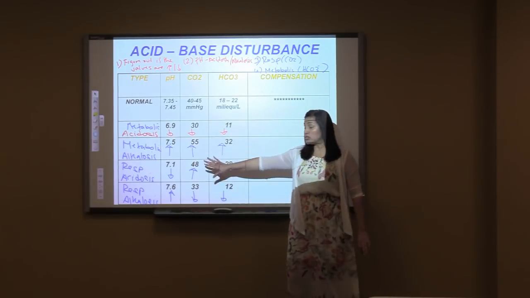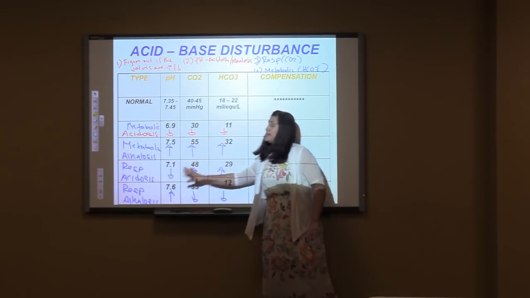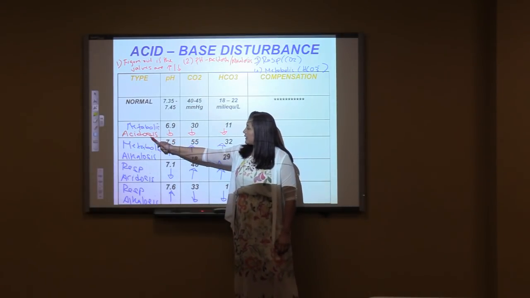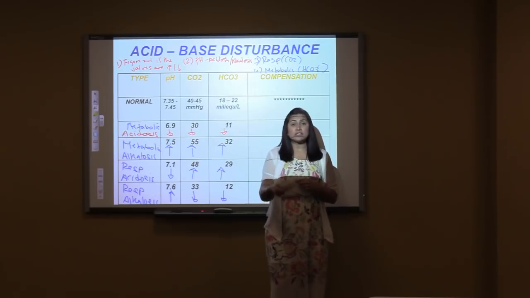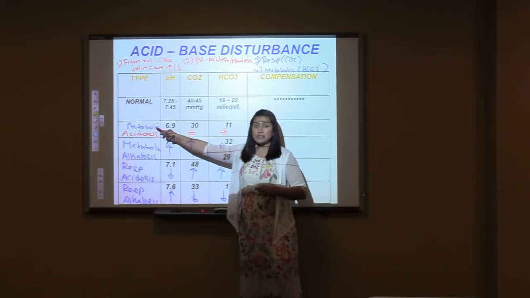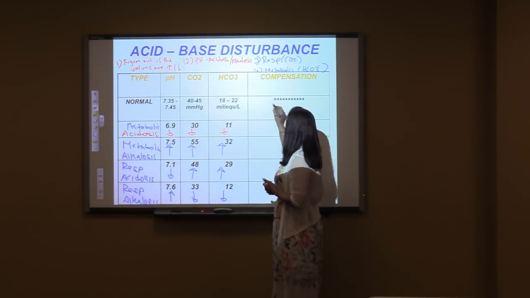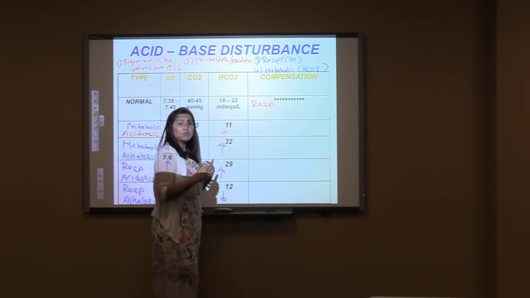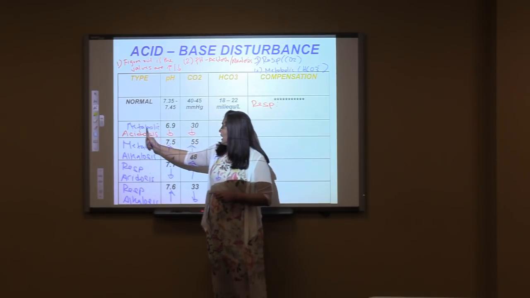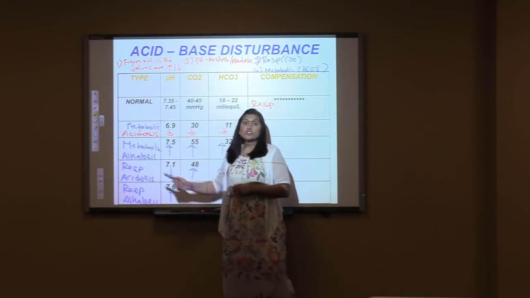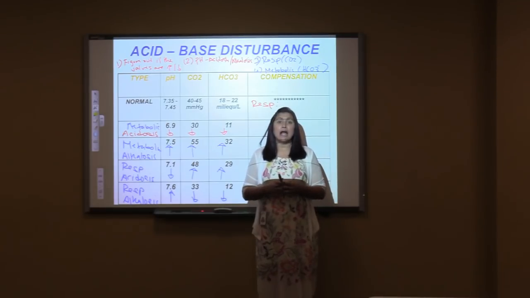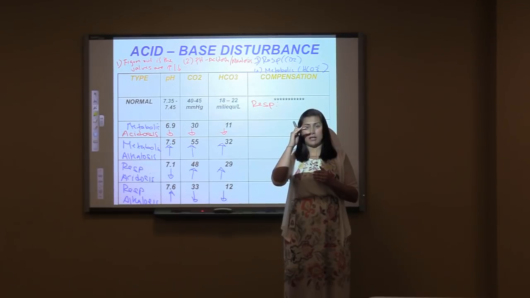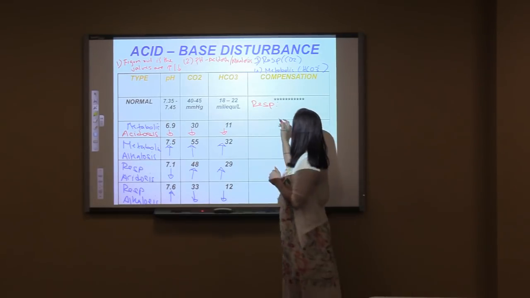Last thing, we figured out the disorders. Now let's figure out the compensation. So if somebody has metabolic acidosis, as I said, the opposite system compensates. So if the metabolic system is at fault, the respiratory system compensates. How does the respiratory system compensate? They have metabolic acidosis, so the respiratory system will hyperventilate, get rid of the CO2 to bring the pH back up.